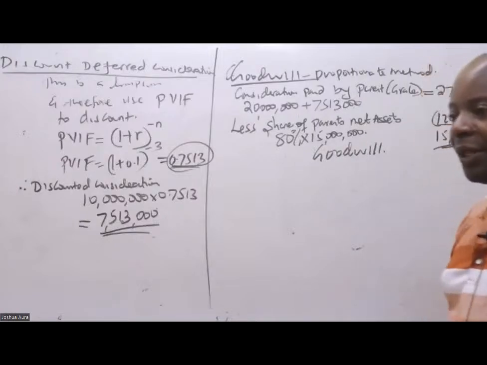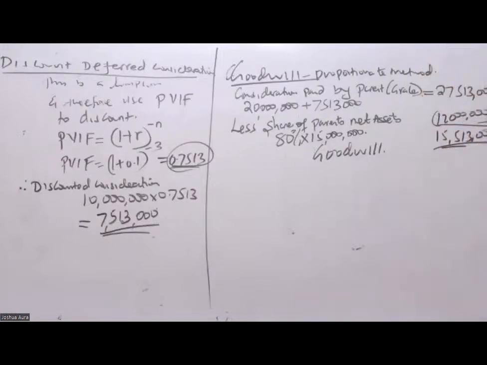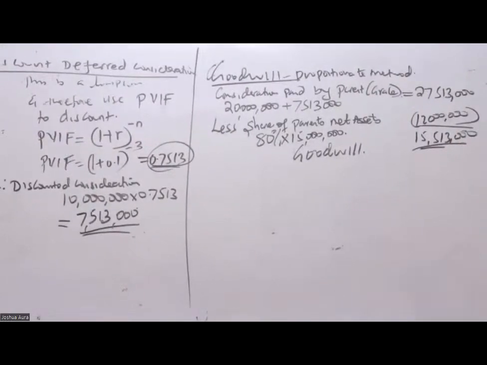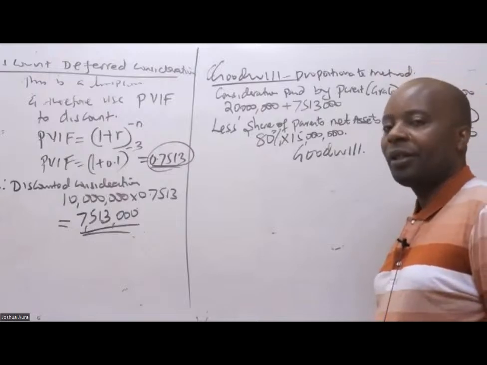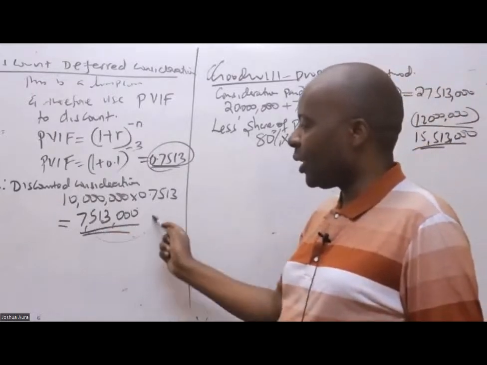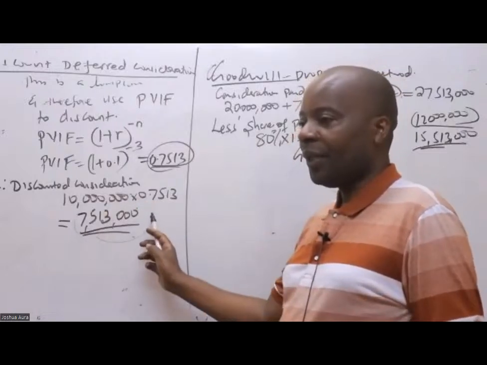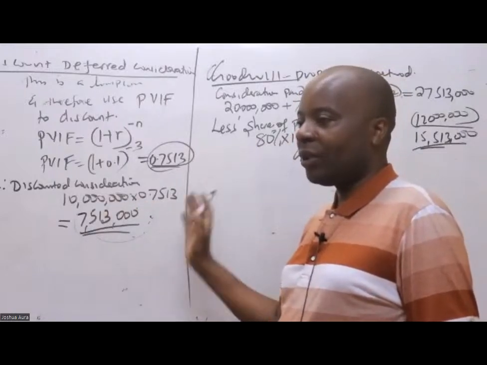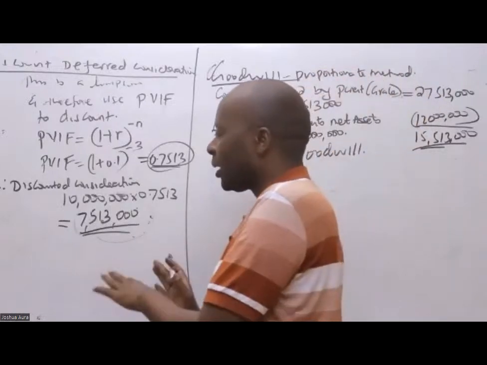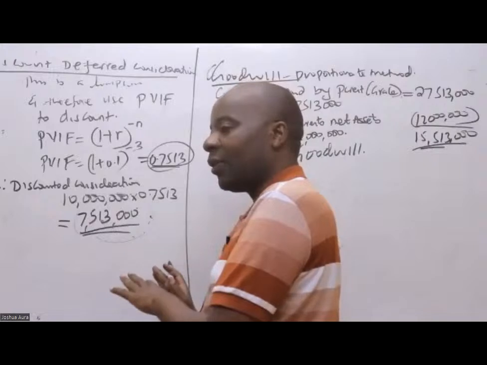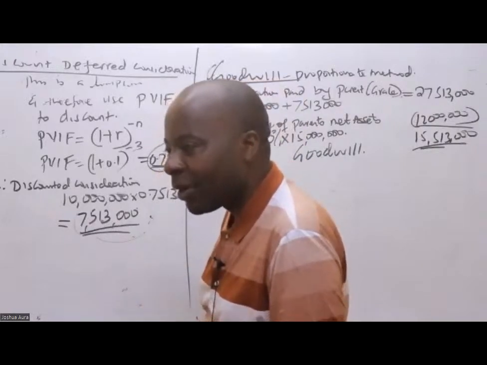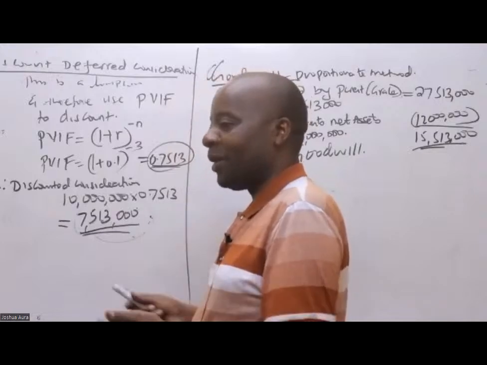But now, ladies and gentlemen, there is one catchword there. If, for example, for purposes of financial prudence, this is the amount which this lady will be paying. So she has discounted her consideration. So if she puts this money somewhere saying that she'll be paying these people 75,000, or the goodwill here, the available goodwill.